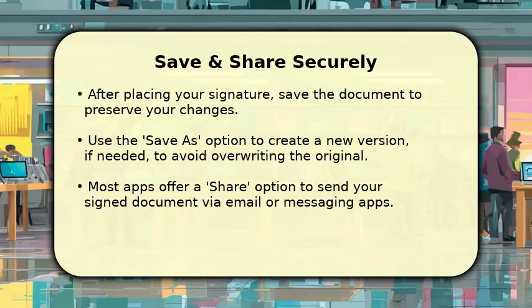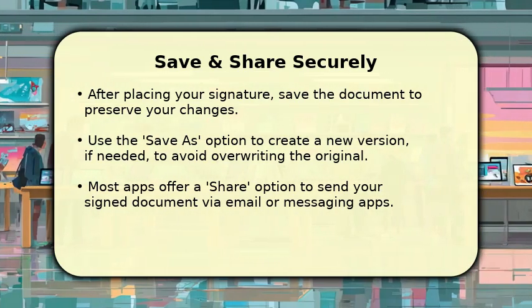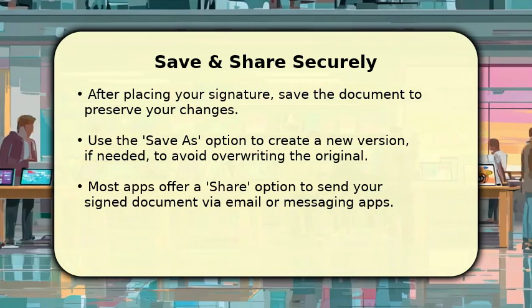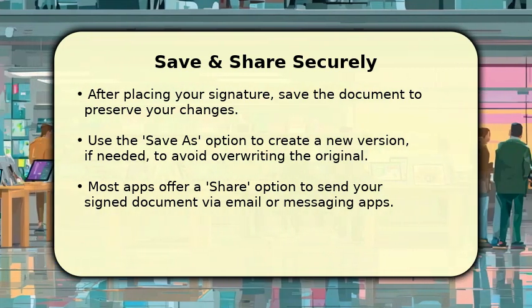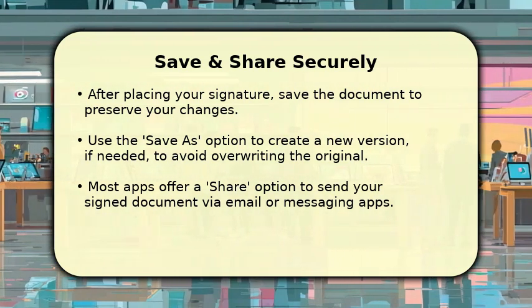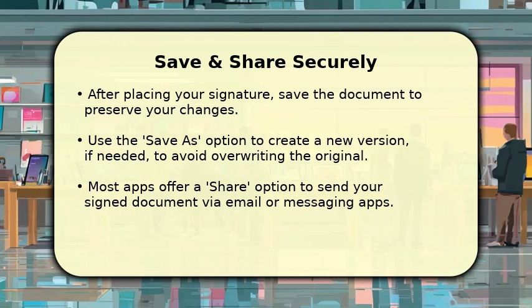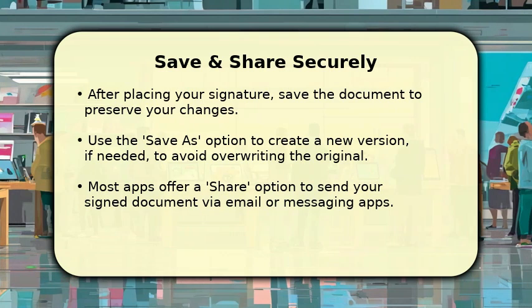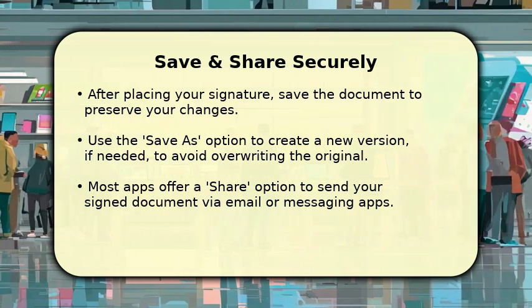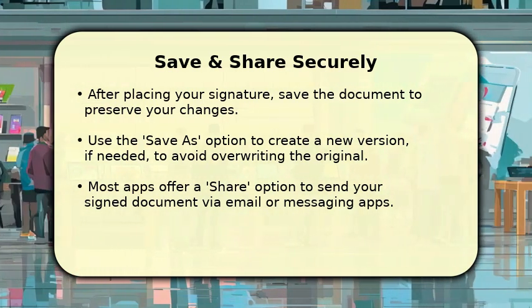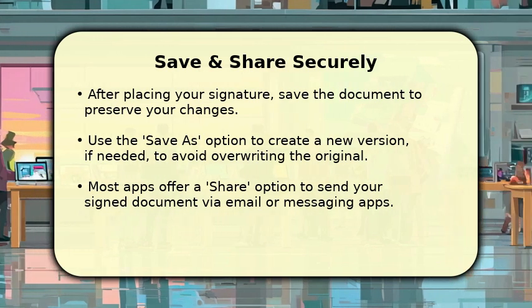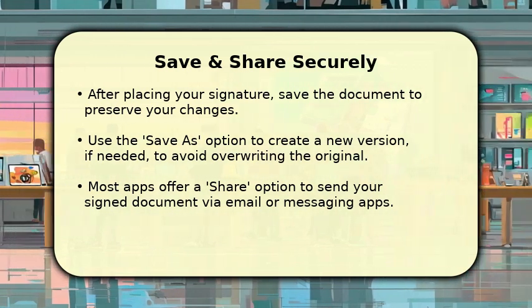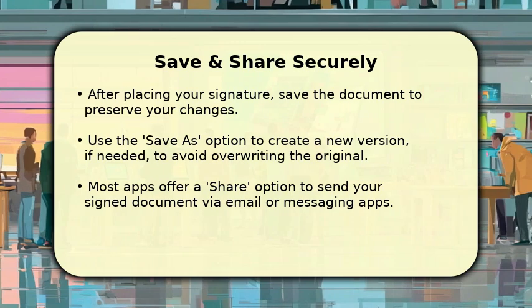After you have successfully added your signature, it is vital to save your changes immediately. Look for the Save or Done option, usually located in the top right or left corner of your screen. If you need to keep the original unsigned document, use Save as to create a new copy. For sharing, use the built-in share functionality of your application to send it via email, messaging services, or cloud storage.